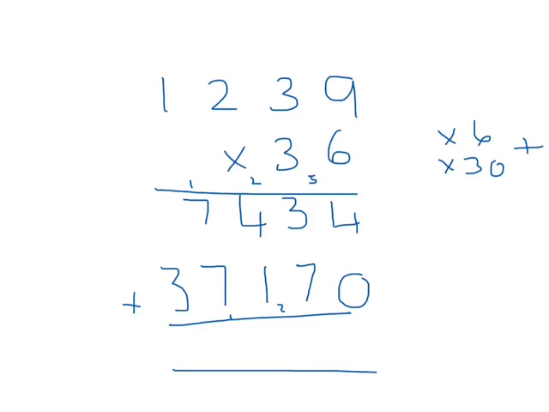Okay, and now we add them together, because that's 1,239 multiplied by 30. Add them together. 4 plus nothing is 4, 7 plus 3 is 10, 4 plus 1 is 5, and 1 is 6, 7 and 7 is 14, and 3 add on 1 is 4. So the answer to 1,239 times 36 is 44,604.